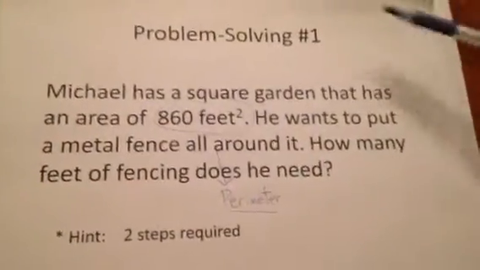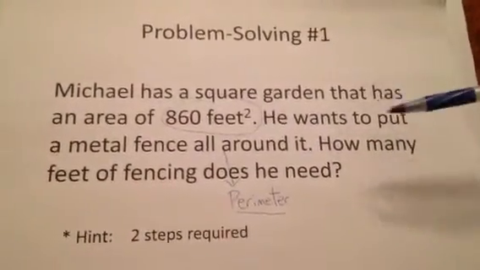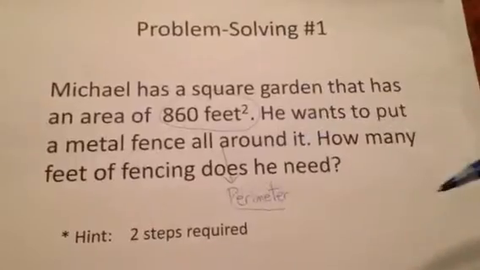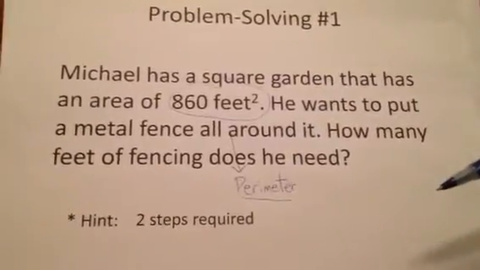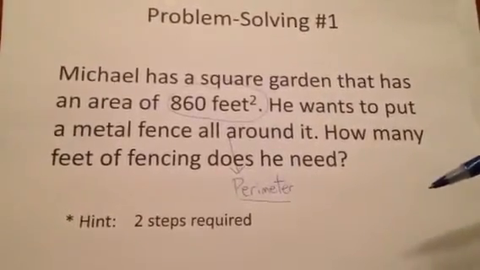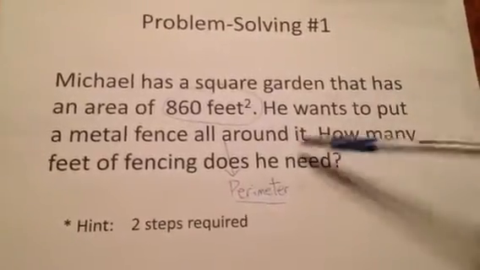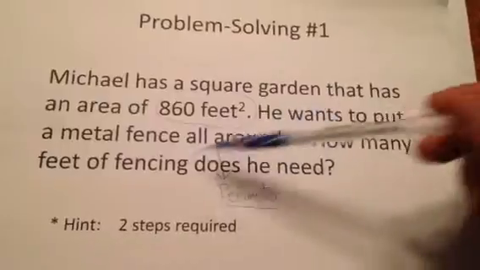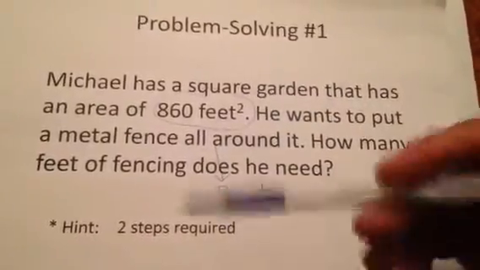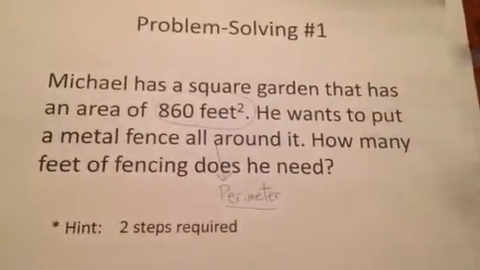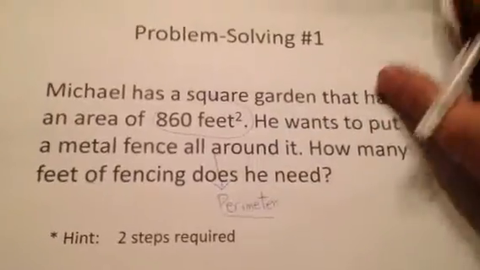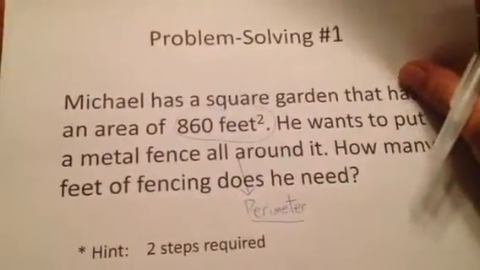Okay, so let's look at the first problem. Problem 1 says Michael has a square garden that has an area of 860 square feet. He wants to put a metal fence all around it. How many feet of fencing does he need? You will need 2 steps to solve this problem. When you want to put a metal fence all around something, that's called finding the perimeter. So with 860 square feet, we want to find its perimeter.